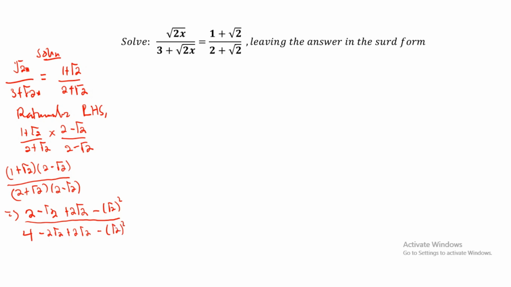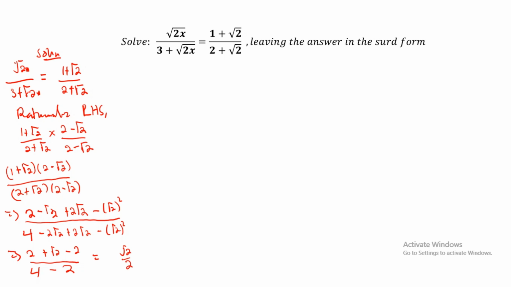Then this should give you 2 plus square root of 2 minus 2 all over 4 minus 2. If you cancel this, the square root will cancel that, so you get 2. And this should finally give you square root of 2 over 2. So when you simplify the left hand side, that's what you get.